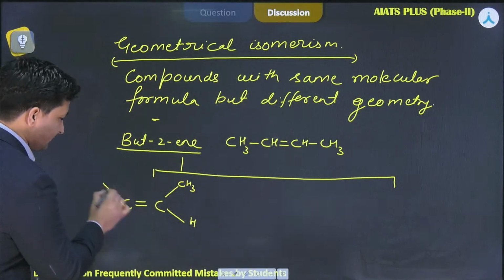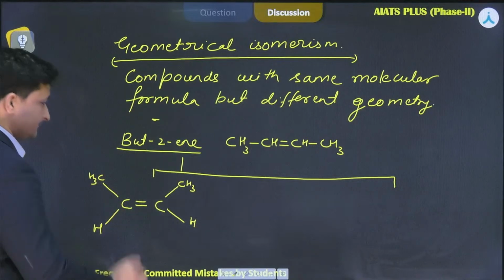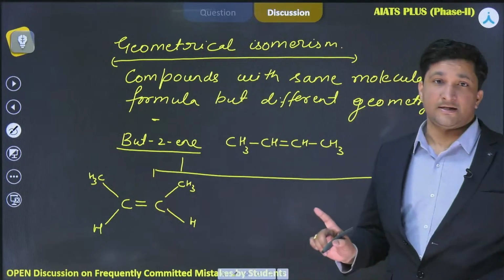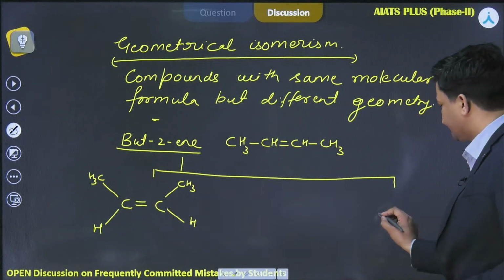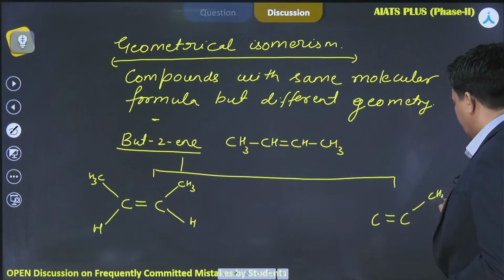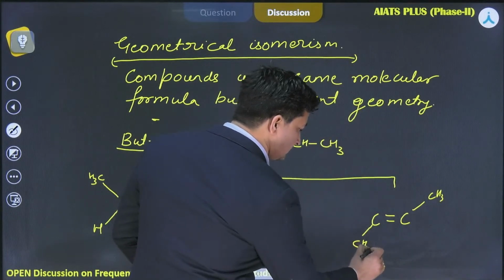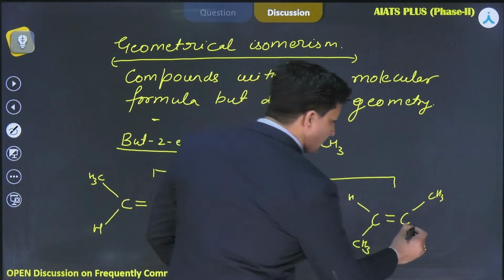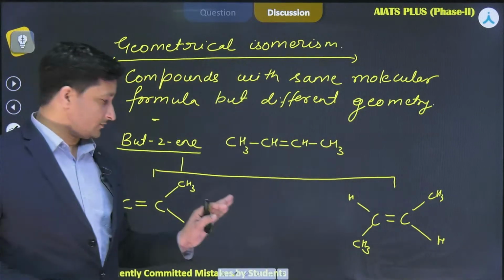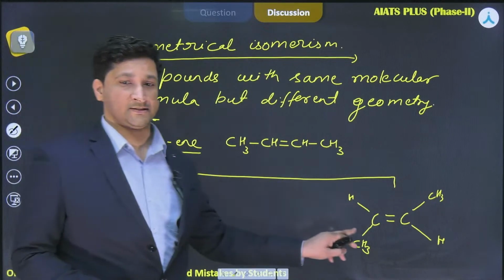Now another carbon has CH3, then we have H. Have a look here. The second structure possible for this compound is C double bond C, with CH3, then CH3 here, then H, and again one more H here. So you can understand that these two, even though they have the same formula, have different structures.